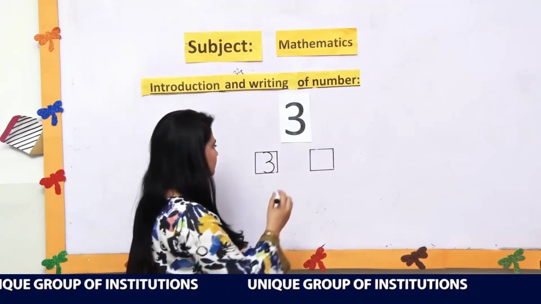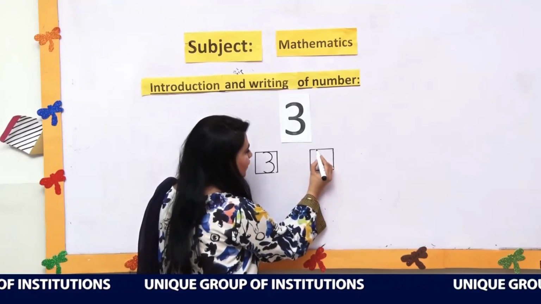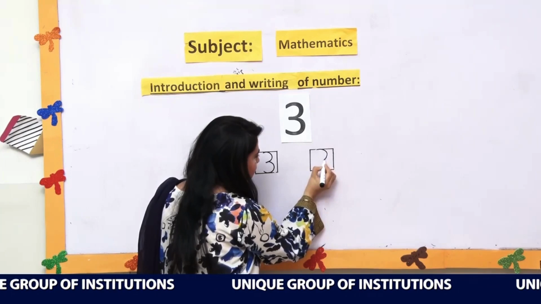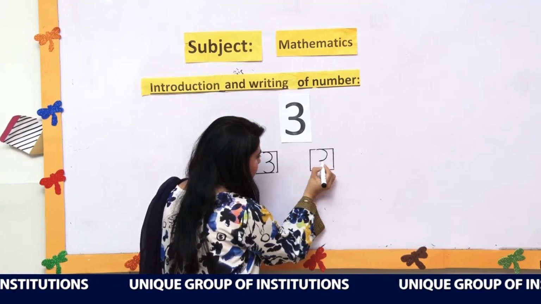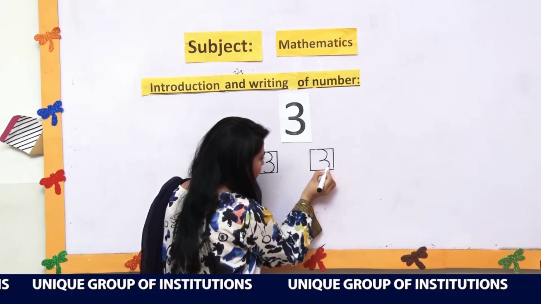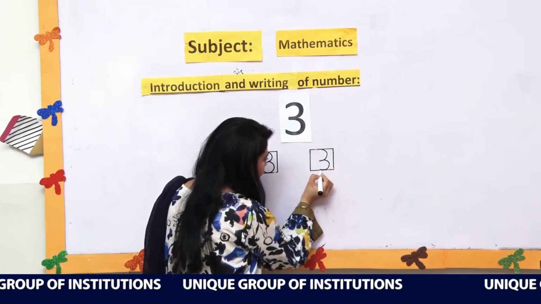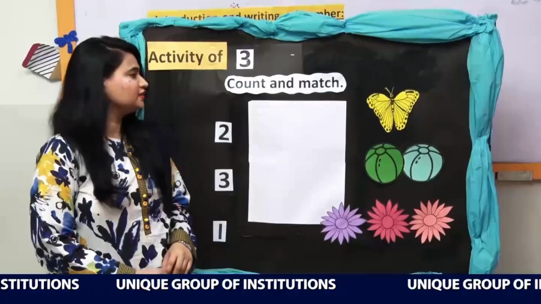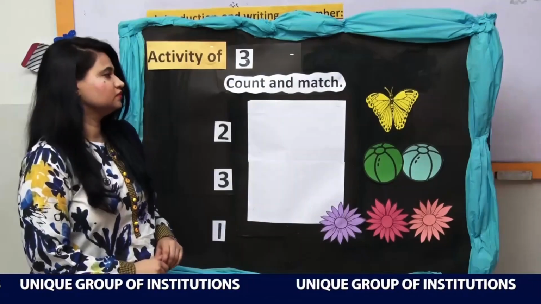Let's write it again. Start from the upper line, make a curve, then one more curve touching the bottom line. This is 3. Let's do the activity of number 3.